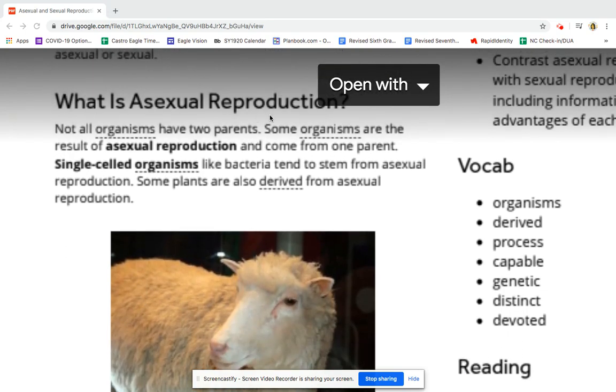What is asexual reproduction? Not all organisms have two parents. Some organisms are the result of asexual reproduction and come from one parent. Single-celled organisms, like bacteria, tend to stem from asexual reproduction. Some plants are also derived from asexual reproduction.